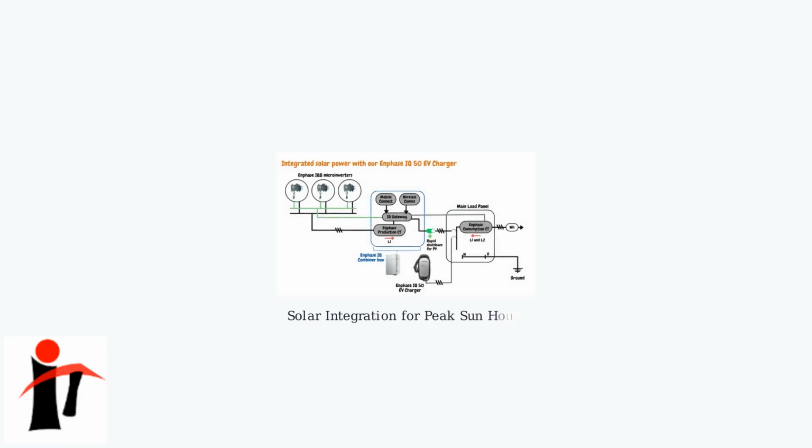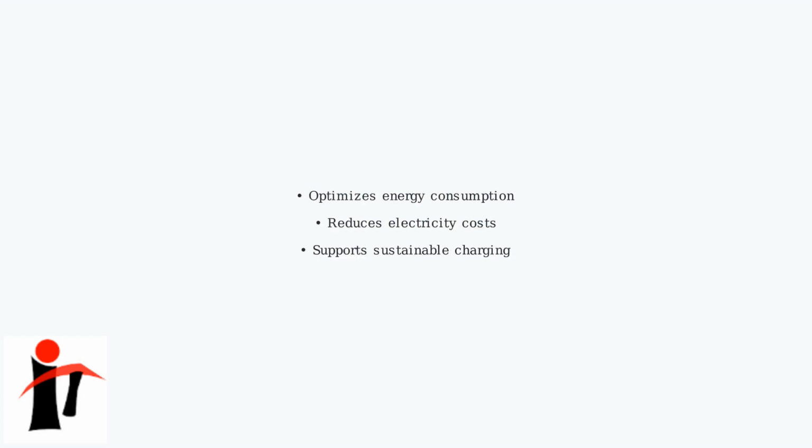Integrate your home charging with solar systems to charge during peak sun hours. The app can automatically schedule charging when solar production is highest. This smart charging approach optimizes energy consumption, reduces electricity costs, and supports sustainable energy use by prioritizing renewable sources.